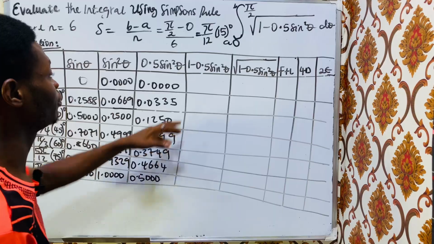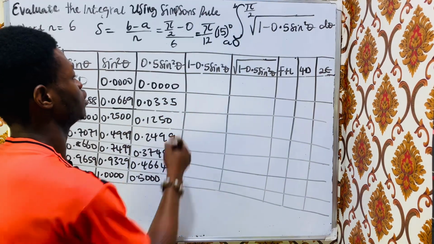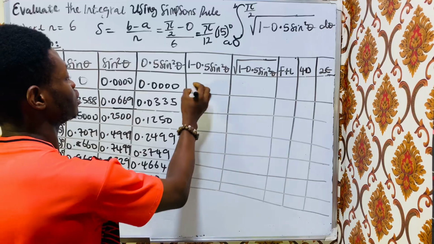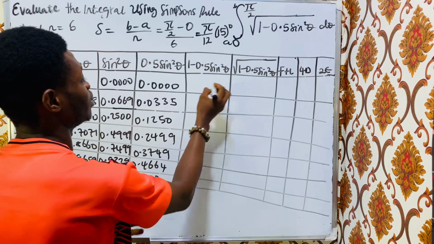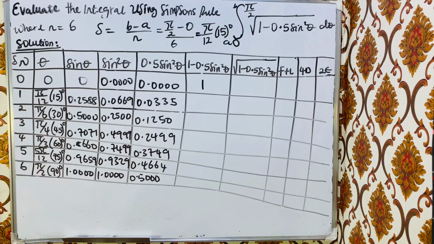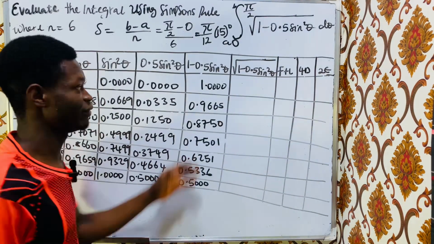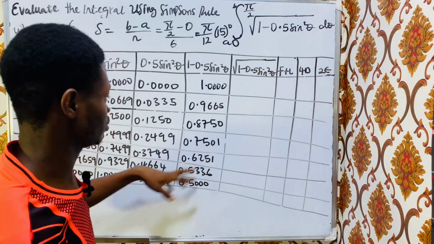So this one will now be 1 minus all these values here, and you are going to get your answer. 1 minus 0 is 1. Then 1 minus all these things. Let's get the values. So these are the values you are going to get if you do it well: 1 minus all these things gives you this.